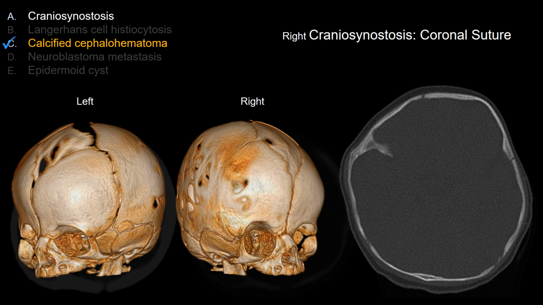This is an example of cranial synostosis, particularly unilateral coronal suture fusion. On the left side, you can see the coronal suture is open. On the right, it's prematurely fused. Therefore, there's asymmetric expansion in the transverse dimension on the right side. If both coronal sutures are closed, the head will be elongated in the transverse dimension and narrow in the AP direction. If the sagittal suture is prematurely closed, the skull will elongate in the AP direction, but will be much more narrow in the transverse direction.